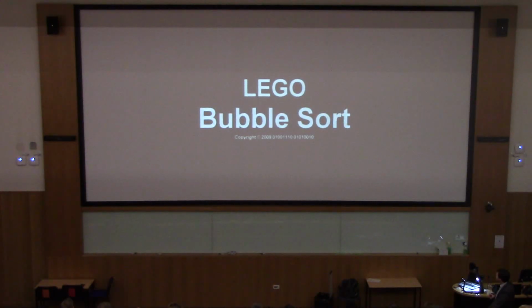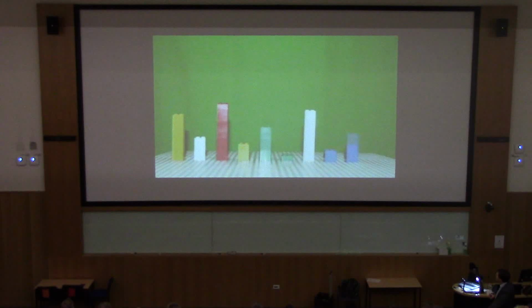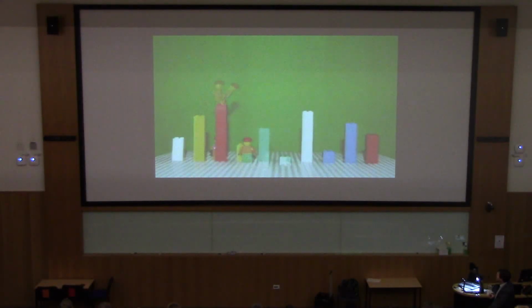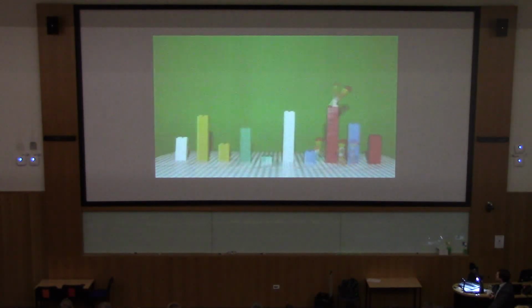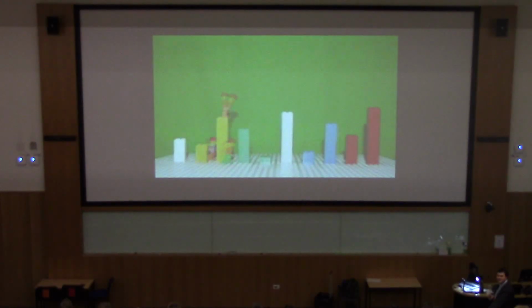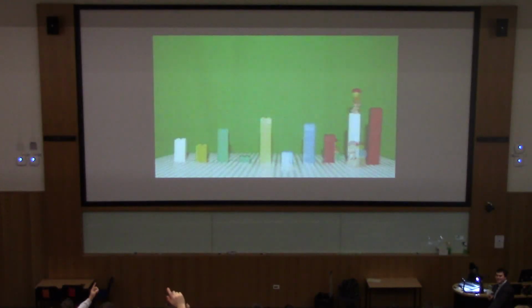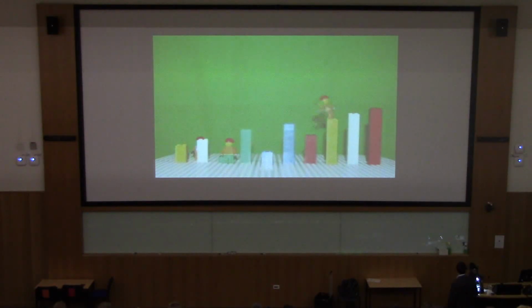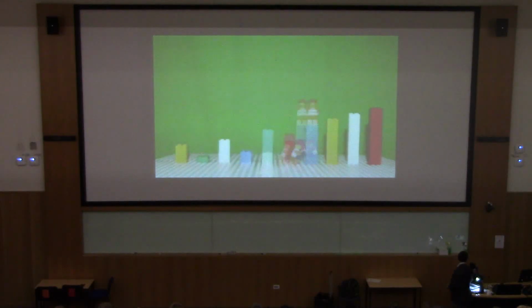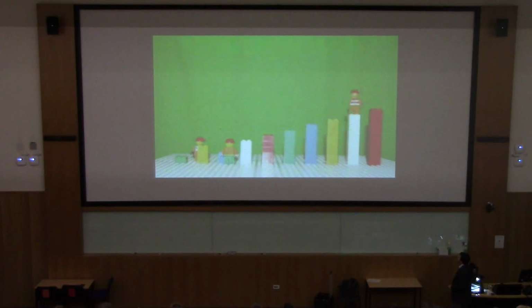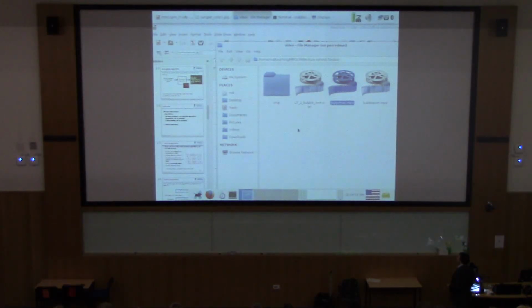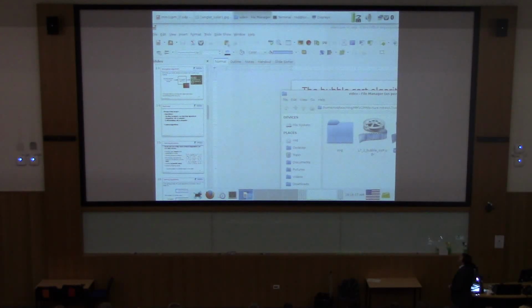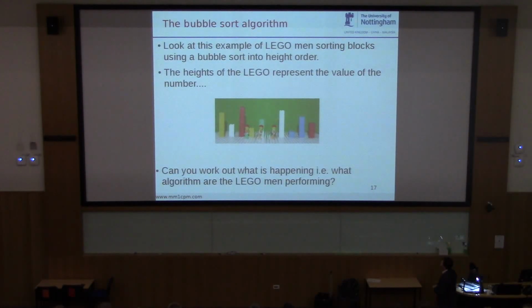So let's watch this again. Go. This is twice the speed. Just watch what they do. Who knows what they're doing? Hands up, who knows what they're doing? Okay, I think most of you got it, so this will end in a sec. Right, I think we've had enough of that. So, that is a bubble sort.